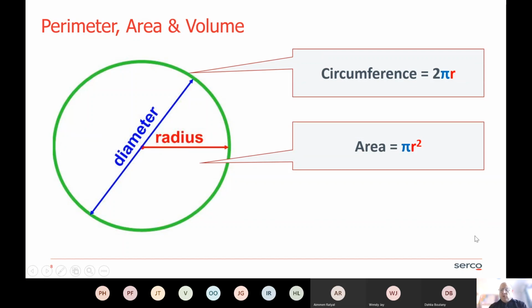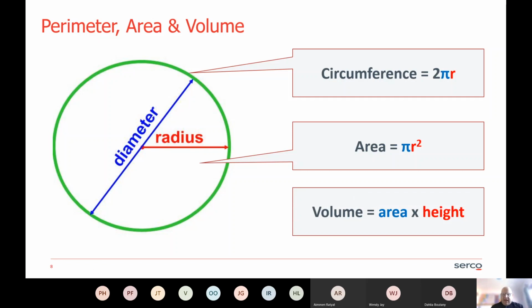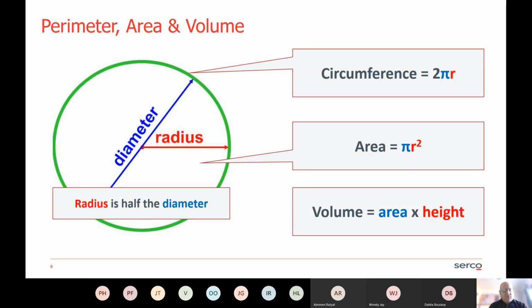And we know that when we've got a formula, all we're doing is multiplying those numbers, and hopefully remember that pi is 3.14. If we work out volume, we're going to work out the area of the flat shape, and then multiply it by the height, the depth, or whichever dimension we've got. And as I said before, the key thing to remember is radius is half the diameter.